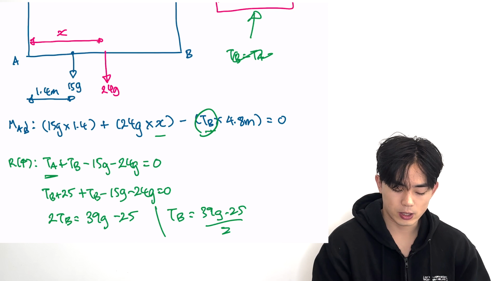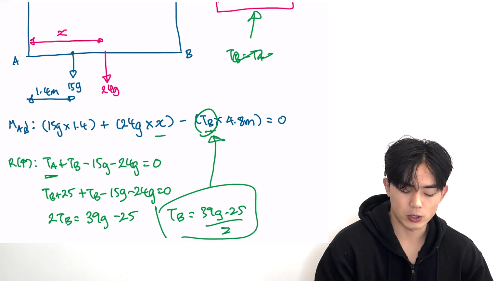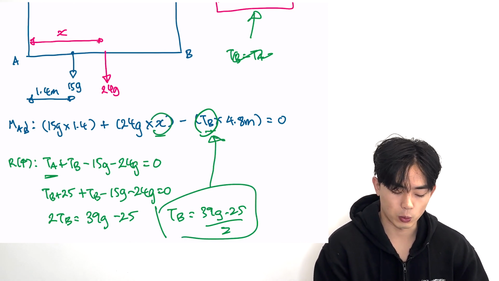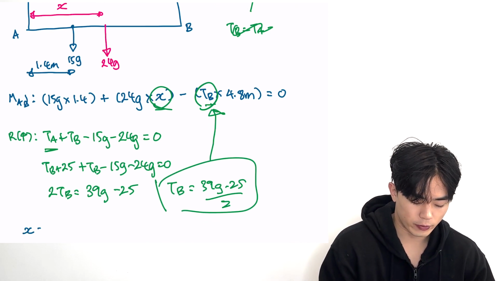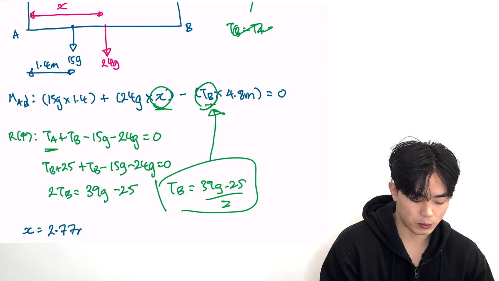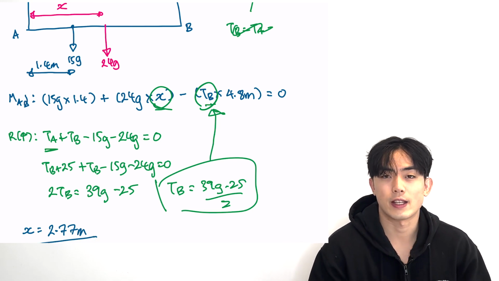Once we found TB, I can substitute this TB back into this original moments equation, right? That way we're only left with one unknown, our X. And if we were to substitute and calculate for X, you get the value of X is equal to 2.77 meters, like so.